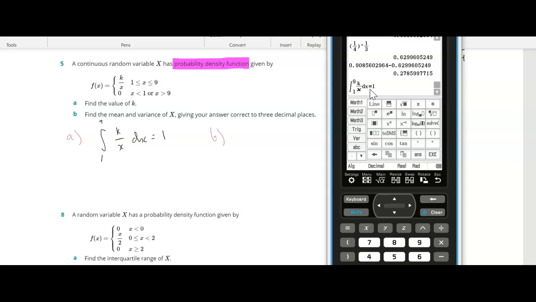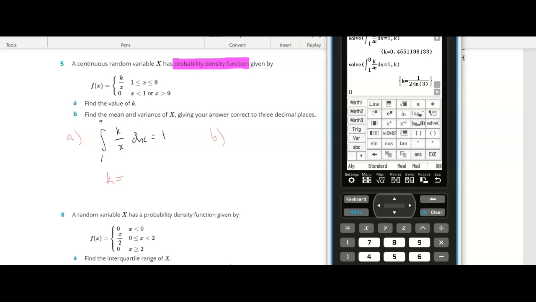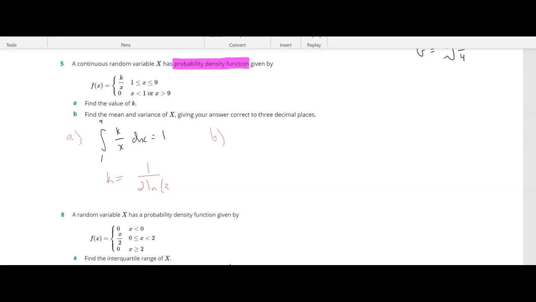So equals 1 because it's a probability density function. Sorry, I haven't put solve on. I always forget solve. All right, solve, comma k, solving for k. And I want an exact value, so I'm going to redo that. So k is equal to 1 over... all right, we'll just leave it like that.